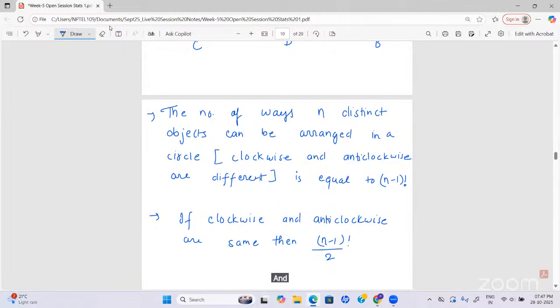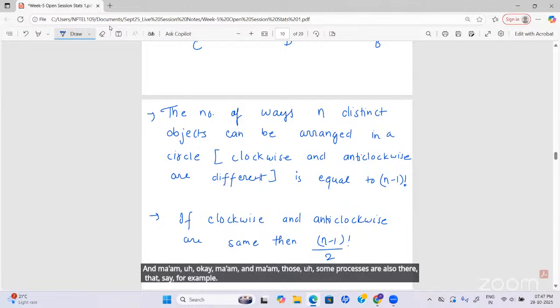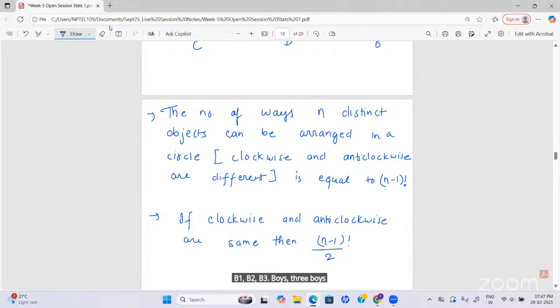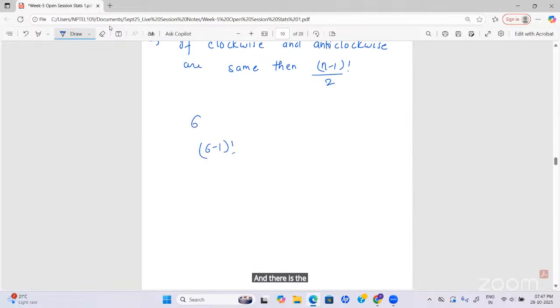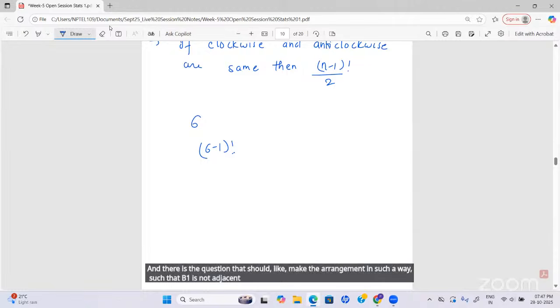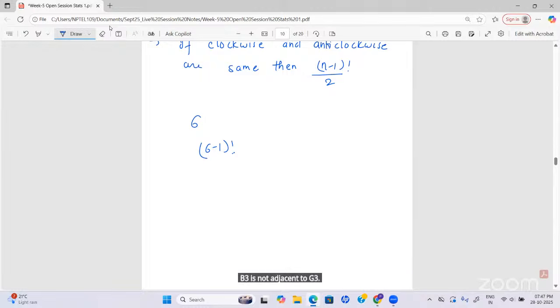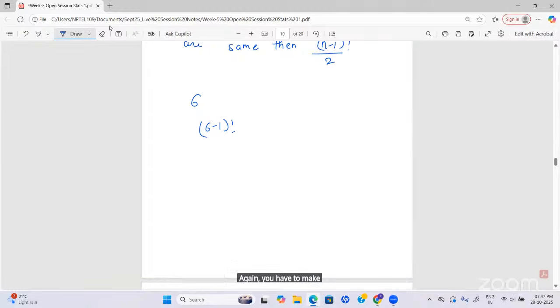And ma'am, some questions are also there that, for example, there are B1, B2, B3, 3 boys, and G1, G2, G3, 3 girls. And the question is to make the arrangement in such a way that B1 is not adjacent to G1, B2 is not adjacent to G2, and B3 is not adjacent to G3. So in that case, what should we do? In those kinds of questions, you have to make cases and think of how we can do that.